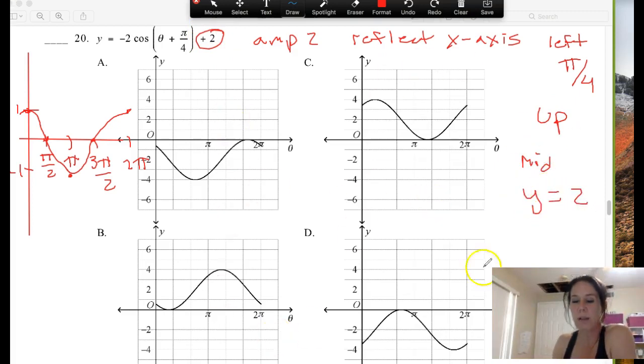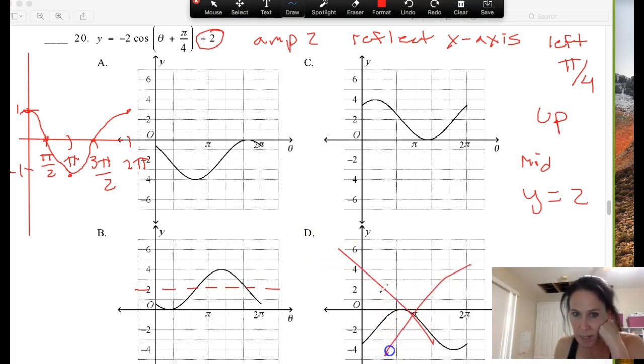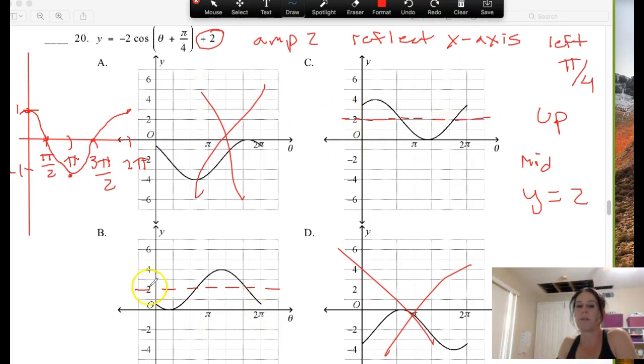So let's look at our graphs. Which one of these has a midline of y equals 2? So this one does. This one shifted down, so it's not D. This one shifted down, not A. This one also looks like it might have a midline of y equals 2. So it's between these two graphs. Now which one would it be?